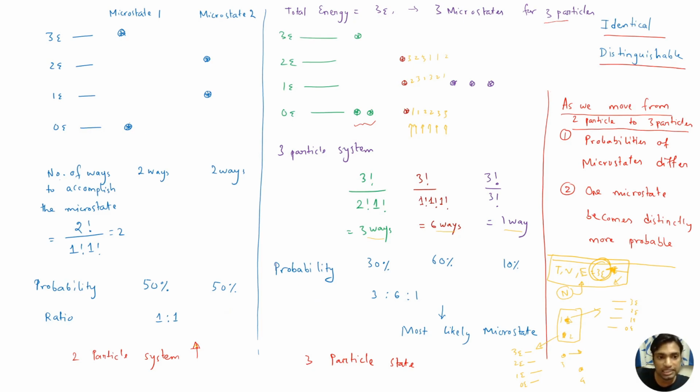What we are saying here by this notation is that one particle is in the 0e energy level and the other particle is in the 3e energy level. This is one way in which you can create the macrostate that is given to you. One particle is here, second particle is here. Another way is one particle here, second particle here. So there are two ways in which we can make this microstate, and this microstate corresponds to a macrostate which has energy 3e.